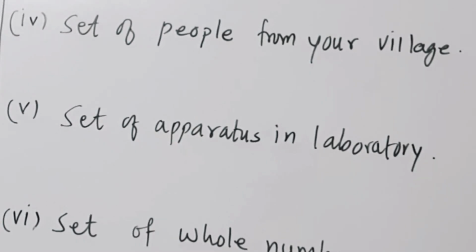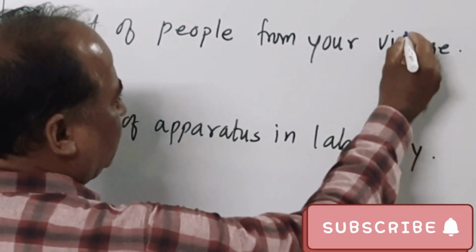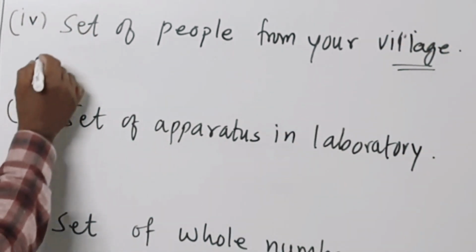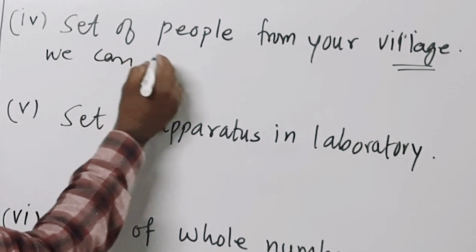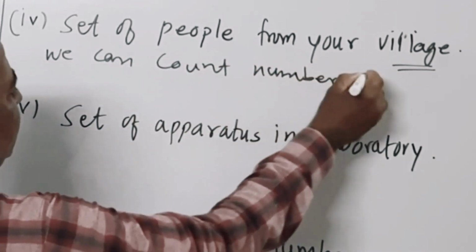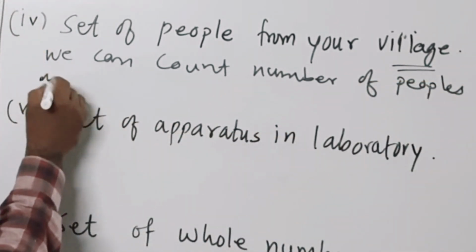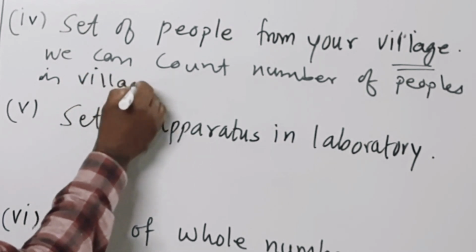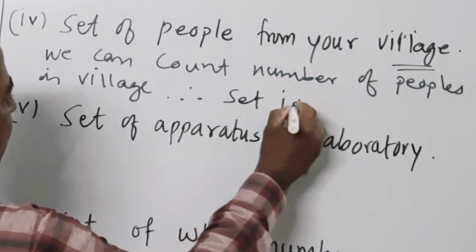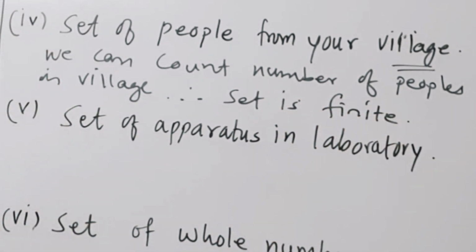Now the set of the people from your village. So we can count the number of people in the village. Therefore this set is a finite set.